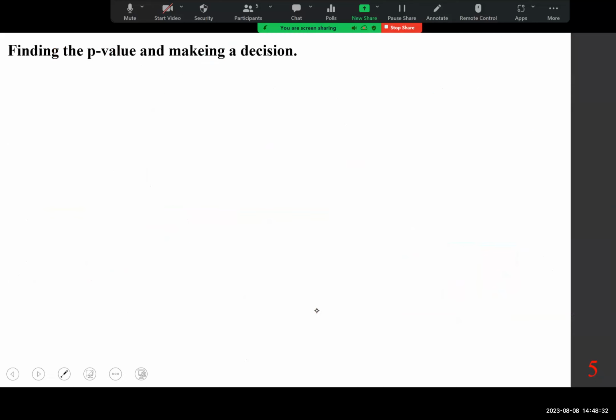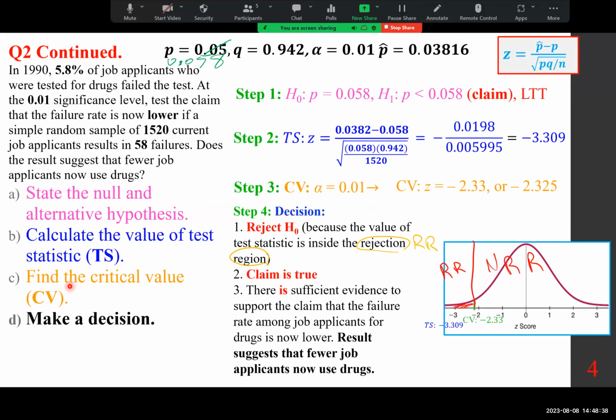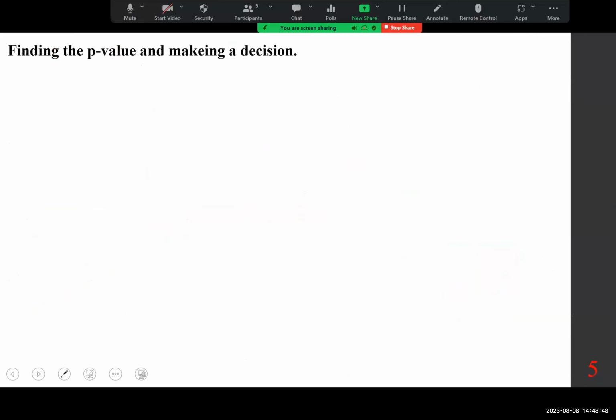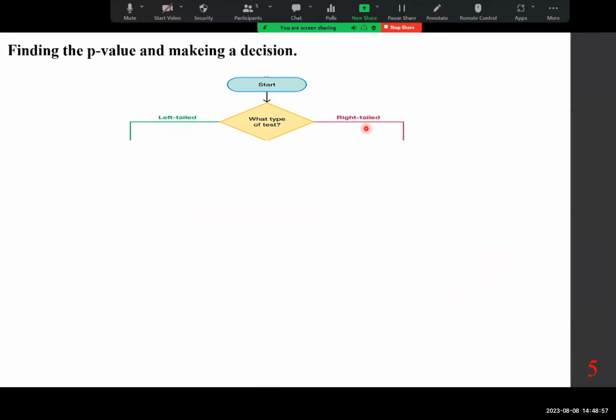Now, we can do the same thing using the p-value. So again, in this case, for this step, instead of the critical value and finding this, we can find the p-value. So the question is, what is the p-value? We start from here. What type of a test? We have a left tail test or we have a right tail test.